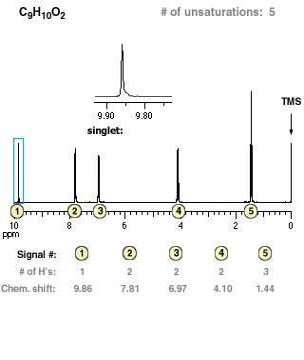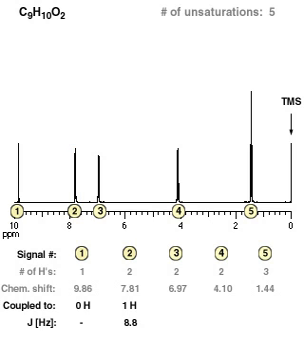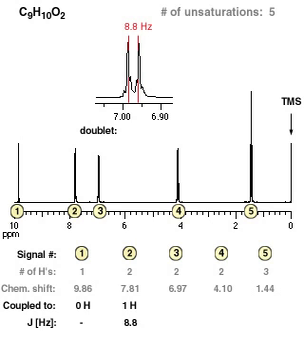Signal 1 is a singlet, which means that it is not coupled to any other hydrogens. Signal 2 is a doublet with a J value of 8.8 Hz, which means that it is coupled to one other hydrogen. Some additional features are present due to second-order splitting. Signal 3 is also a doublet with the same coupling constant as Signal 2.